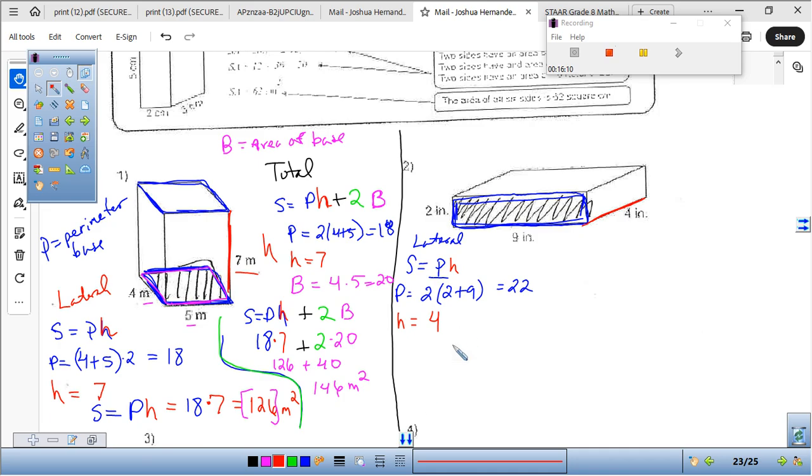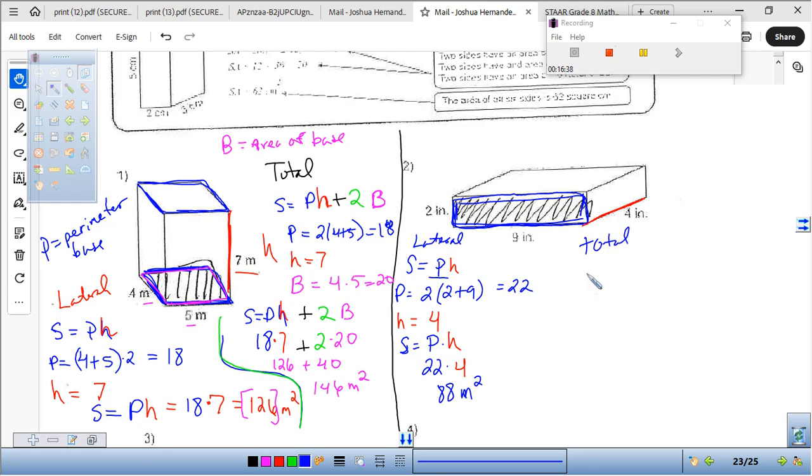Okay, so now the formula is going to be surface area is equal to P times your height, and just plug in the numbers. 22 times 4. So that gives me 22 times 4 is 88 inches squared.